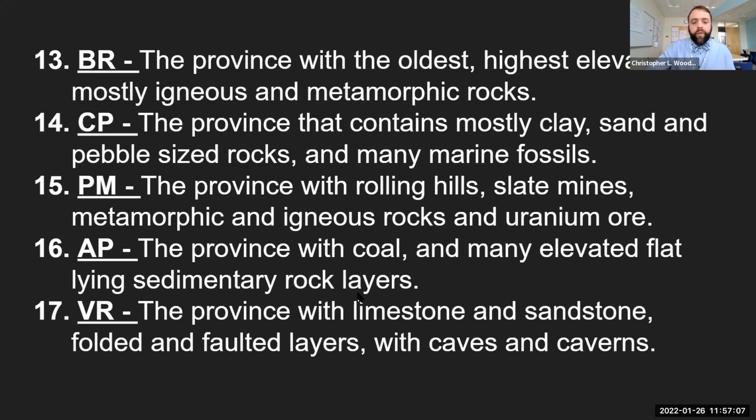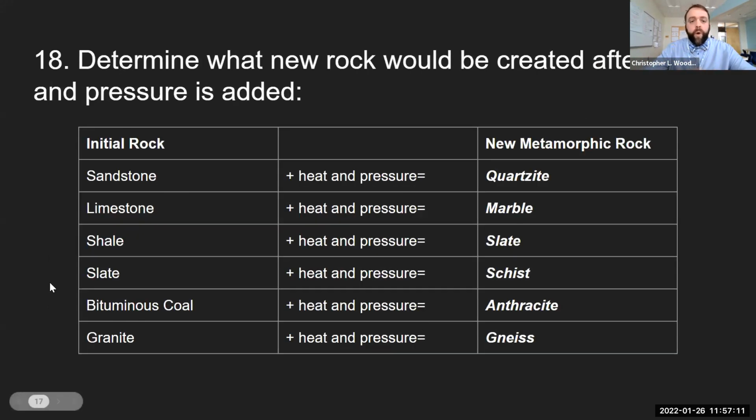And then Valley and Ridge would be limestone, sandstone, folded and faulted. Oh, number 18, forgot metamorphic math. All right. Sandstone plus heat and pressure, quartzite. Limestone, heat and pressure, marble. Shale, heat and pressure, slate. Slate, heat and pressure, schist. Bituminous coal, heat and pressure is anthracite or anthracitic coal. And then granite, heat and pressure. Nice.